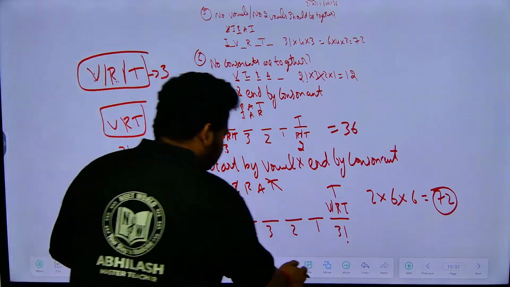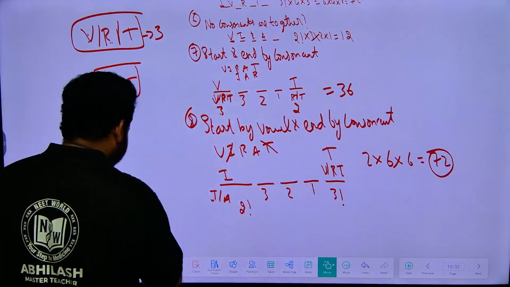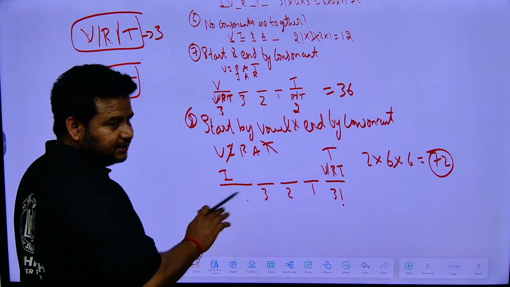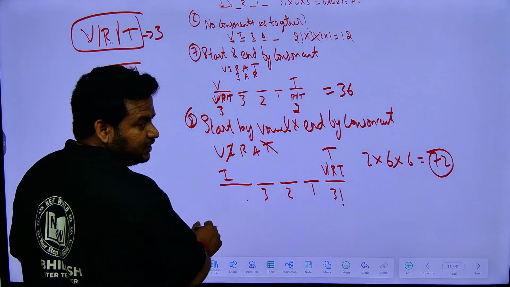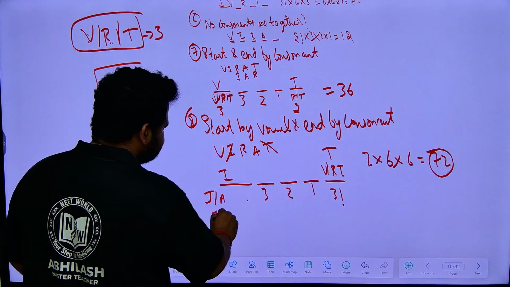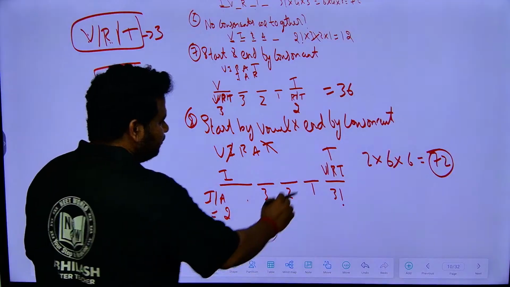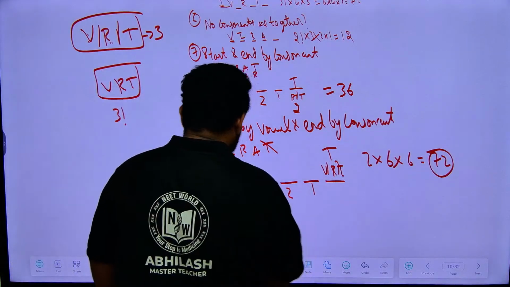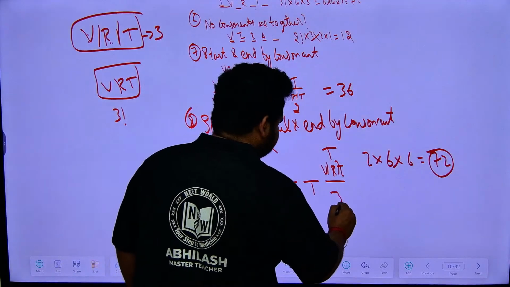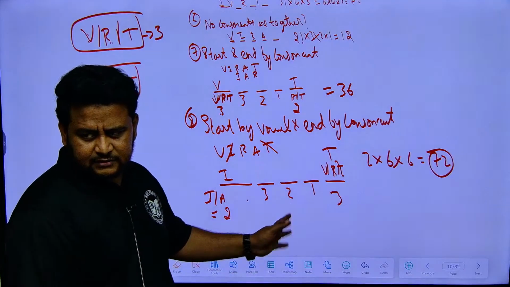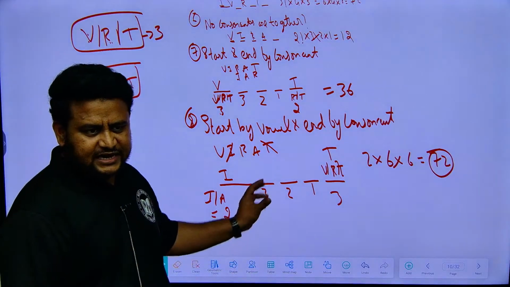Now can I do the same thing here? So IRA. You are not arranging IRA. So here IRA means 1 plus 1, that is 2. VRRRT means 3. It is not factorial. VRRRT, any of the 3 can come. It is not arranging VRT.